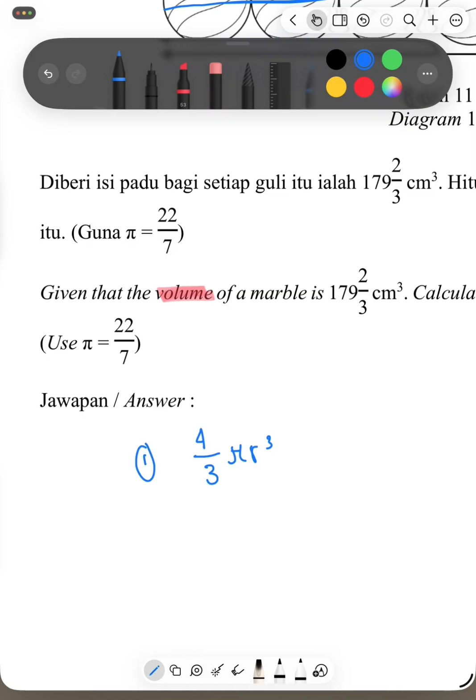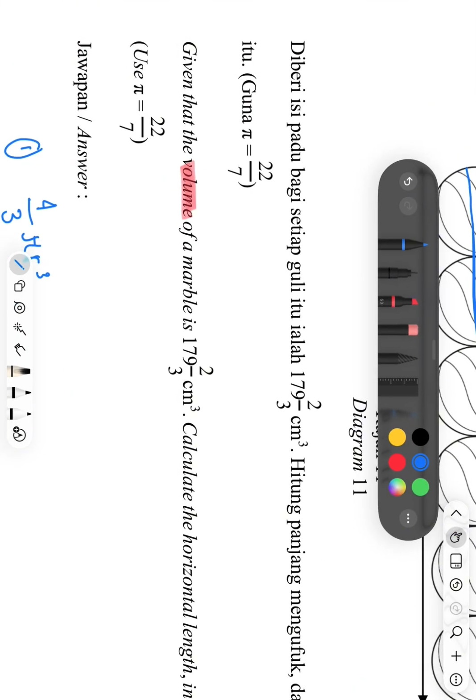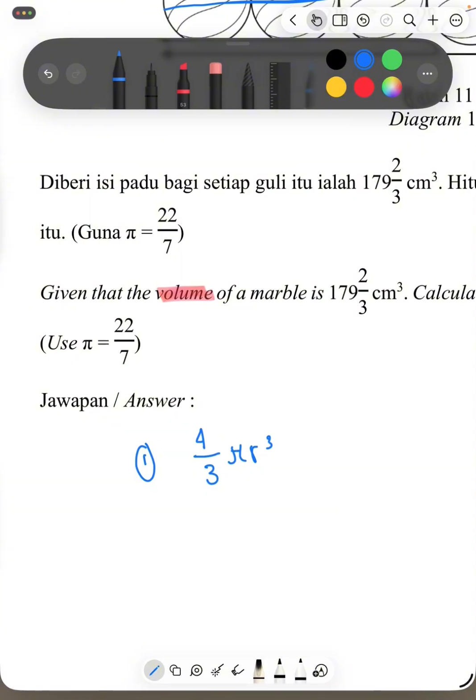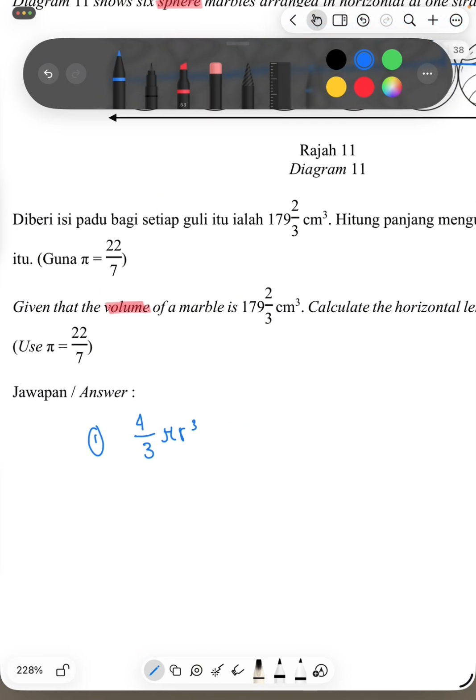It's 4 over 3 pi r cubed. For surface area, it's 4 pi r squared. Yeah, I'm not sure. Okay. Now, we are given volume is equal to 179 and 2 over 3.